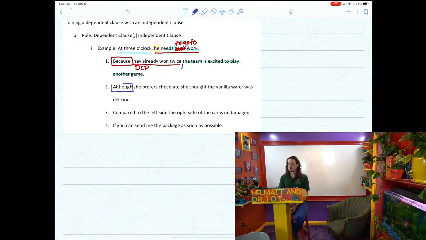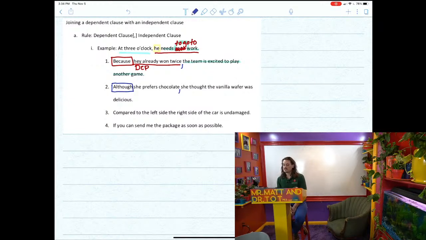conditional word here, although, that's implying a contrasted relationship between the second and first clause. She prefers chocolate is an independent clause unto itself, but when you add although, that sets up a conditional meaning. There's more that you need now because they set up a relationship that without the second clause would not make sense or wouldn't be fully fleshed out. So although she prefers chocolate, comma, dependent, and then independent clause, she thought the vanilla wafer was delicious.